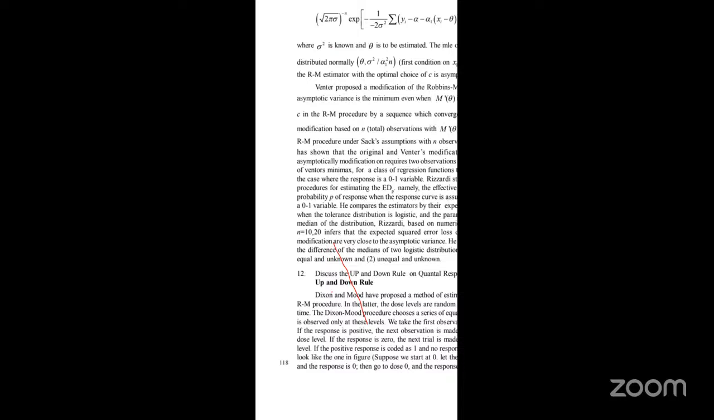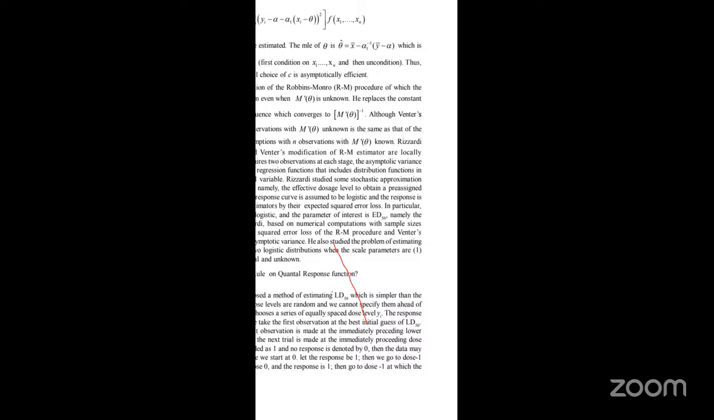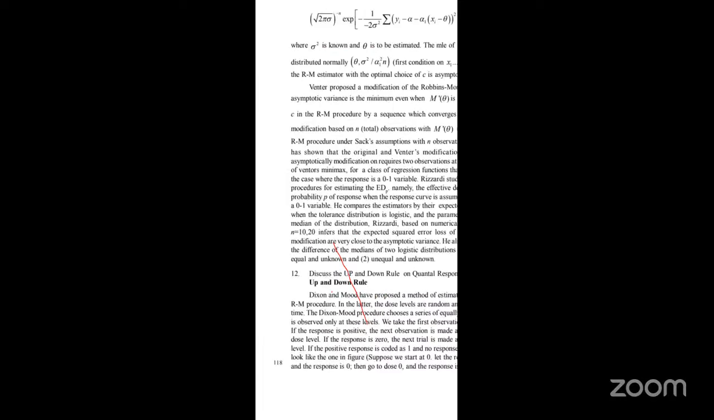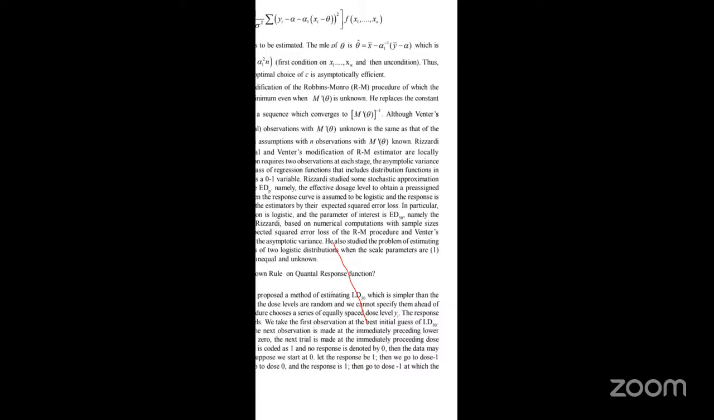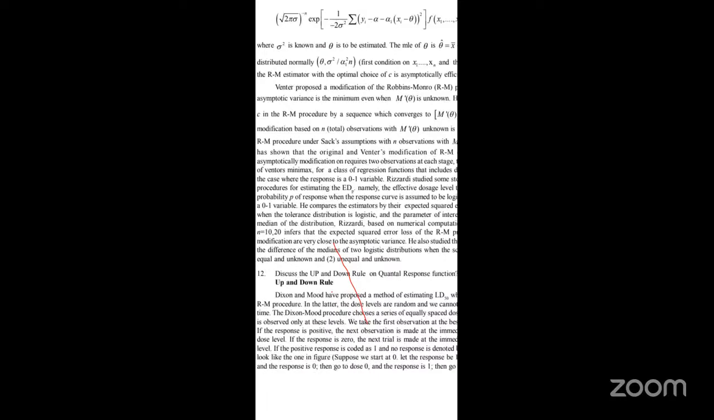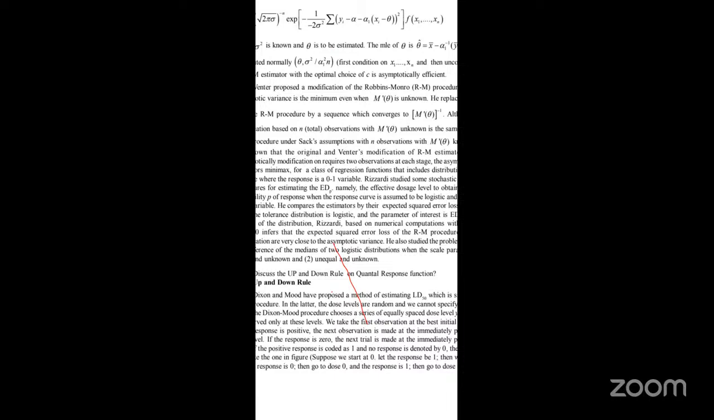If the response is zero, the next trial is made at the immediately preceding dose level. If the positive response is coded as 1 and no response is denoted by 0, then the data may look like the one in the figure. Let the response be 1. Then we go to dose 1 and the response is 0. Then we go to dose 0 and the response is 1.